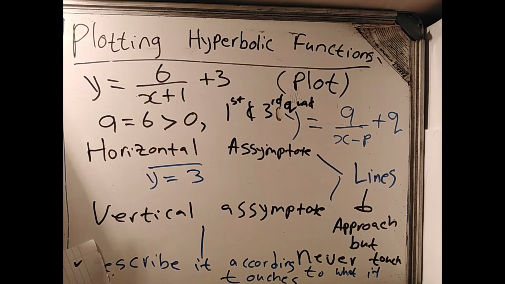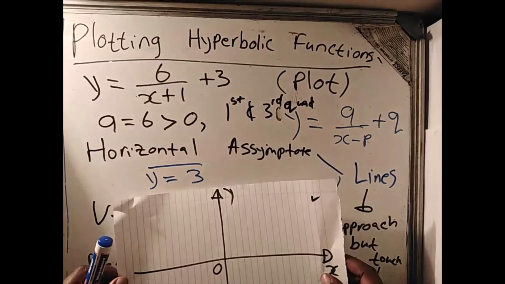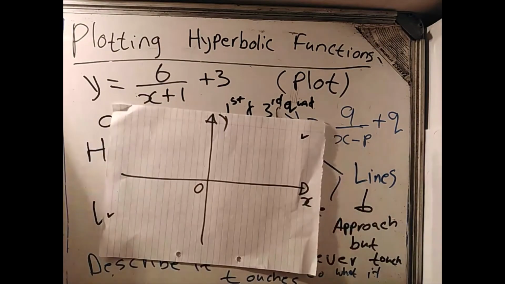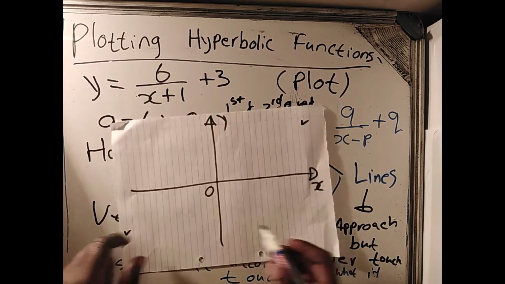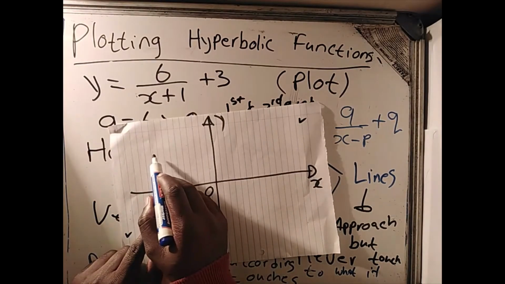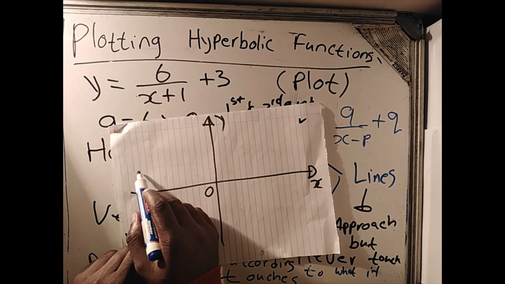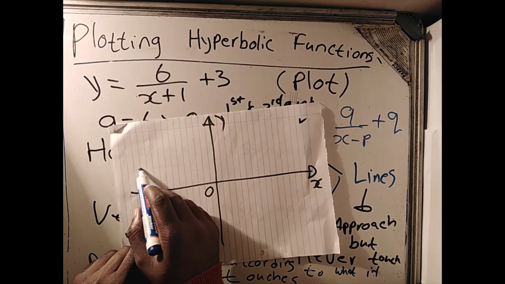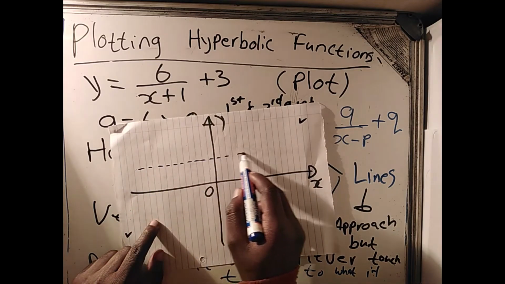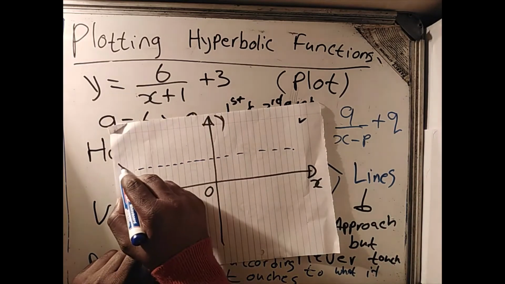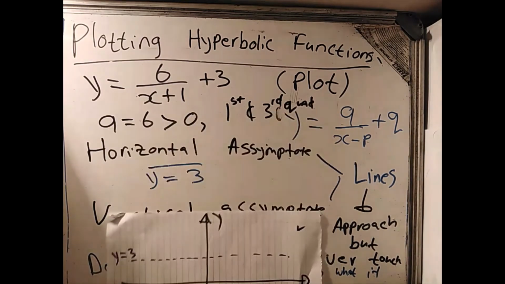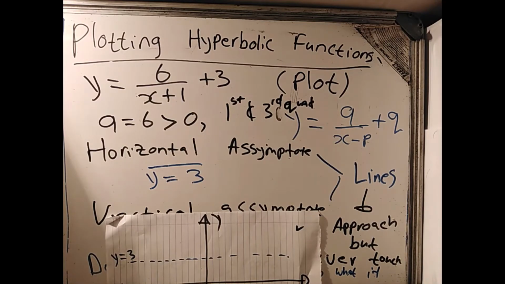Okay, do you understand? So you go to your graph. Now you've got your horizontal asymptote and it's y is equal to 3. So you go to your graph and look for y is equal to 3. Let's say 3 is somewhere here. You put dotted lines, and then you must label that this is y is equal to 3. This is your horizontal asymptote. So you found it and then you've plotted it.